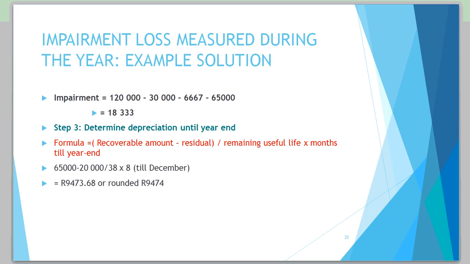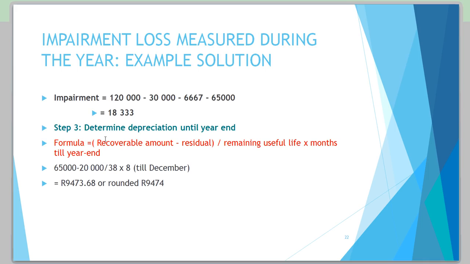65,000. So now we can determine our impairment by saying it's the cost of 120,000 less the 30,000 accumulated depreciation at the beginning of the year, less the 6,667 of the accumulated depreciation, less the 65,000, which gives us an impairment of 18,333.